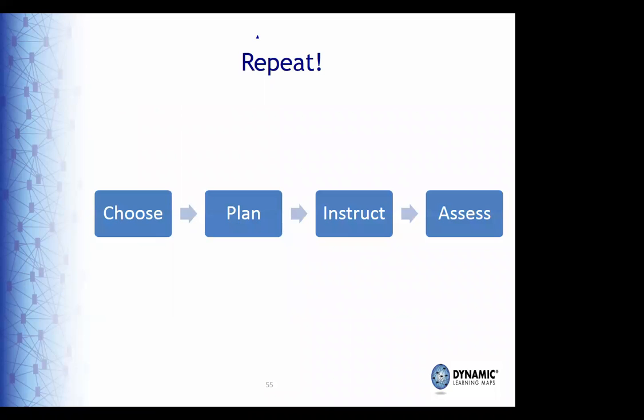And then after you've assessed the student, you repeat the process. So you choose essential elements. Maybe you've already chosen them all out. You go back to planning, instruct, and then assess. So the process just repeats itself.